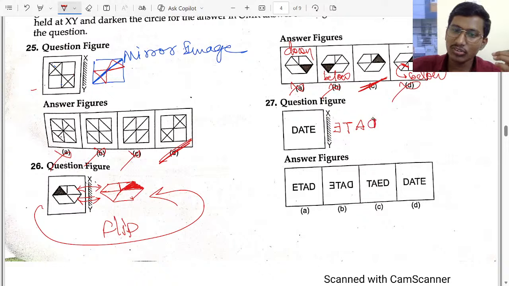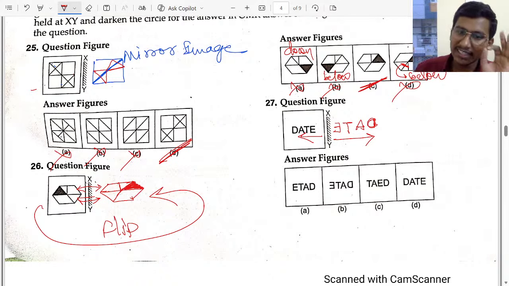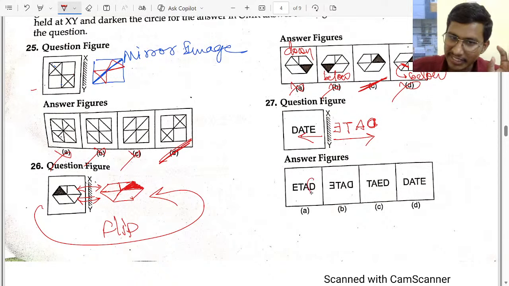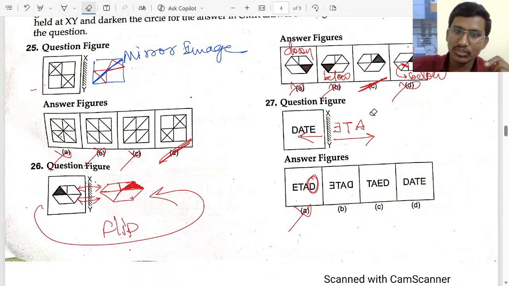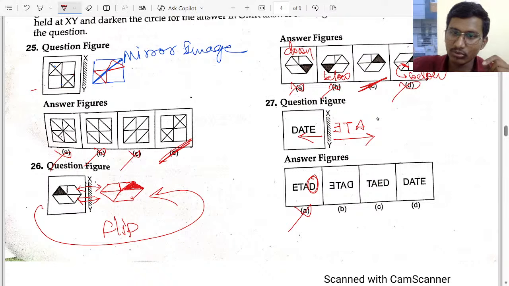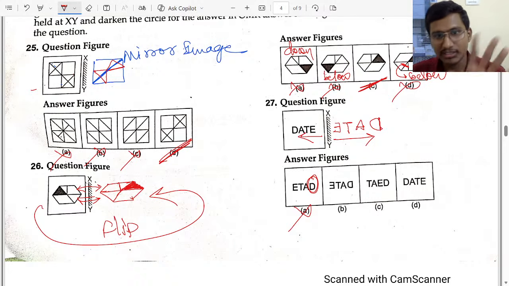Because the round part is near the mirror, we have to go from the mirror. So E will come first, and this is how it will look. ETAD. In option A, D is the same, it will be a reverse flip, so that is not possible. D should be like this, right? The rounded part should come first and then the straight line. So that is why A is not the answer.